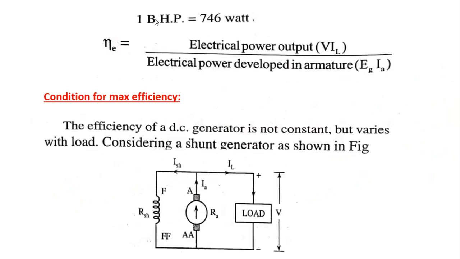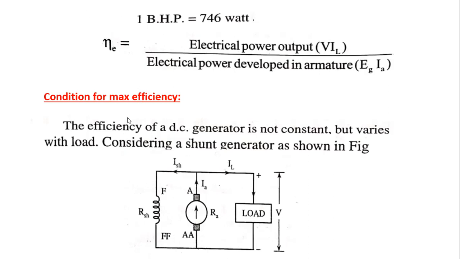Next, normally 1 bhp, horsepower, is equal to 746 watts. This will be used in the problems. Normally, the electrical efficiency is equal to the electrical power output by V into IL. Electrical power output means V into IL, and electrical power developed in the armature means EG IA. This is the electrical efficiency of a DC machine.